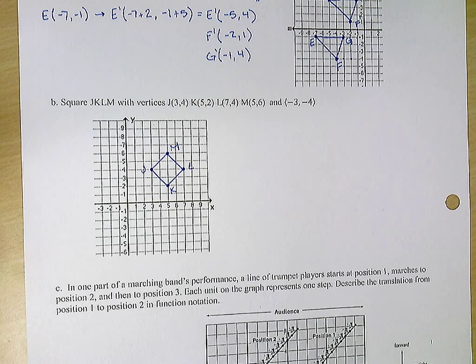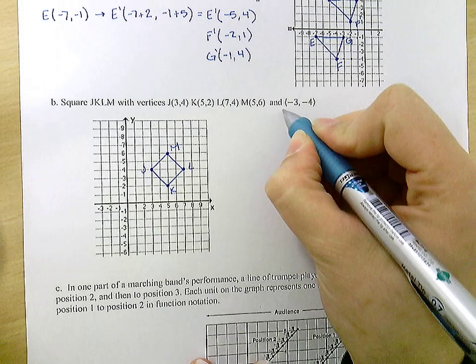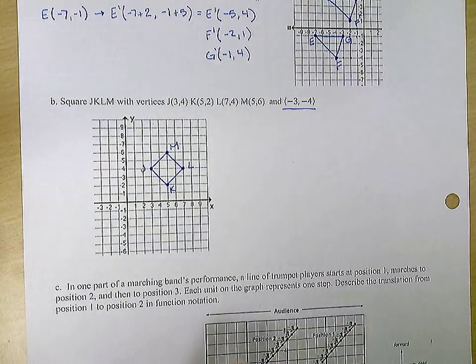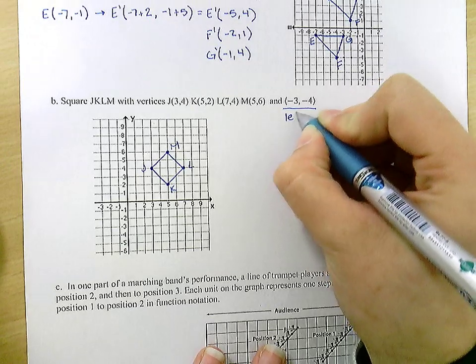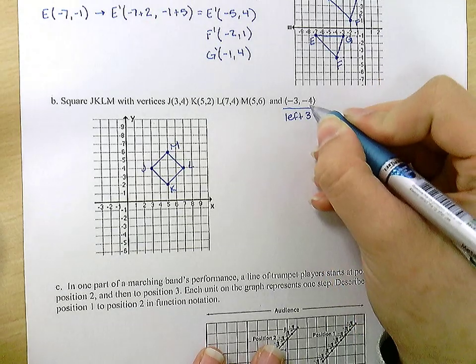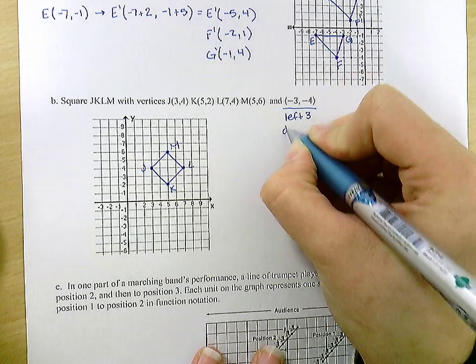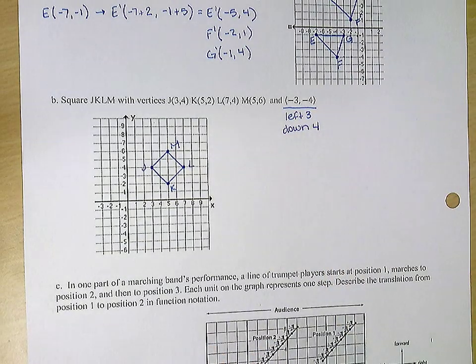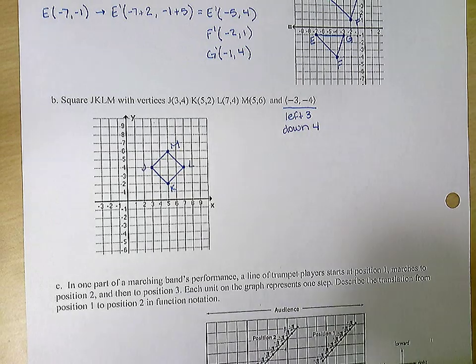All right, so here is my pre-image, so my original, right? I plotted all 4 of those points, created that square. Now I want to use this translation vector here of -3, -4. So that means I need to go left 3. So left 3, that's what that negative means. And then down 4. Okay, so from each point, I'm going to go left 3 and then down 4.